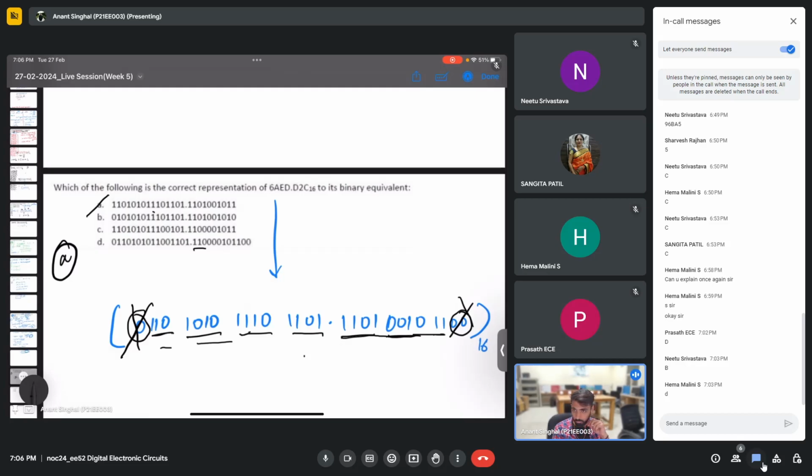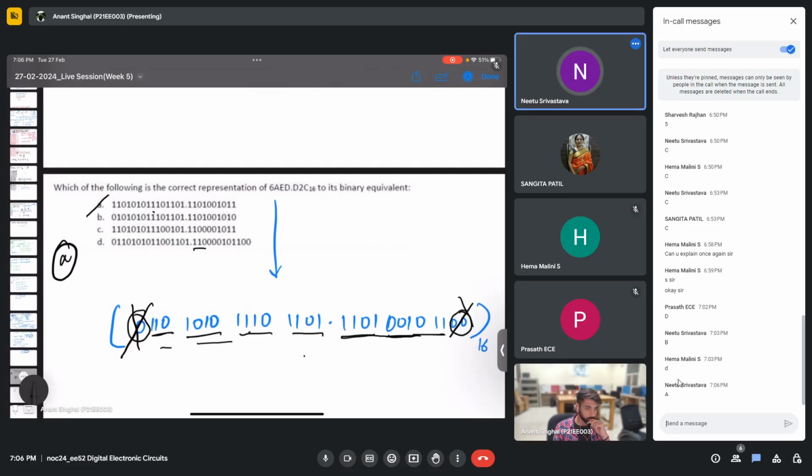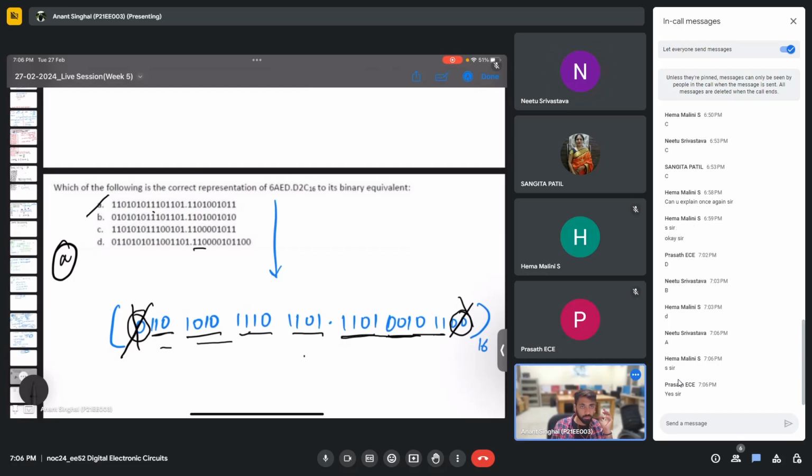And no one has written option A. Yeah, so now someone is in A. So is it the error from your side? Sorry, sir, you're not audible clearly. Can you speak a bit louder? Sir, option A is correct. Yeah, option A is correct. Yeah, thank you. So option A is the correct answer.